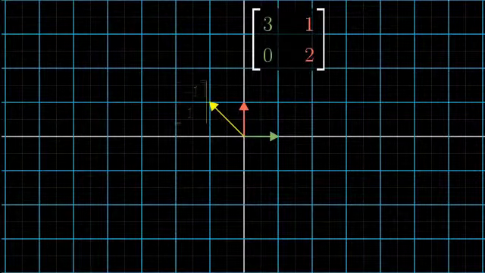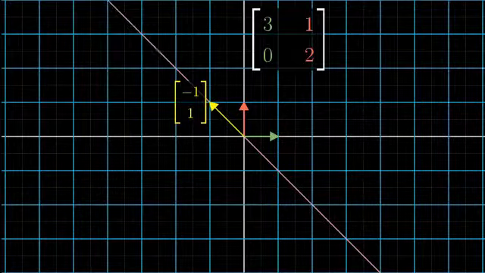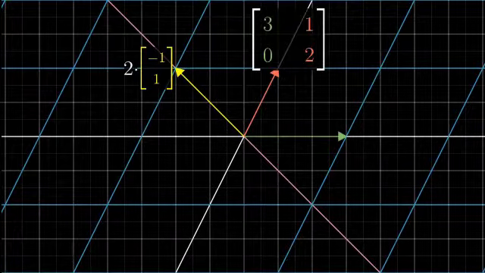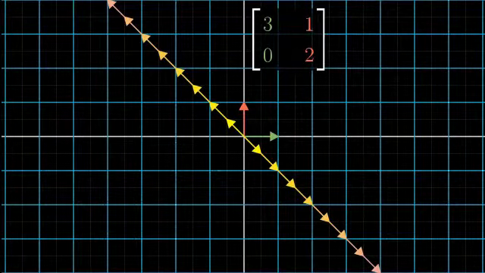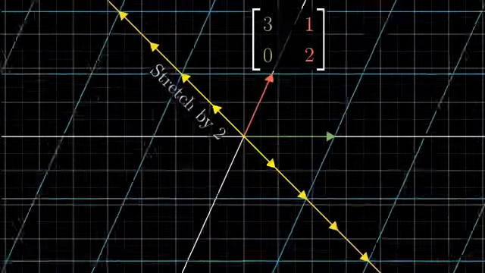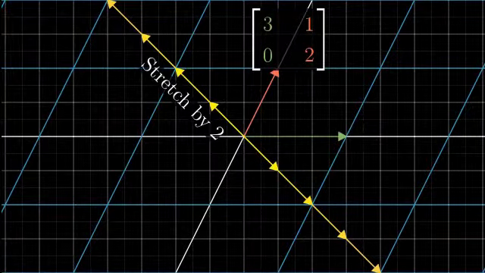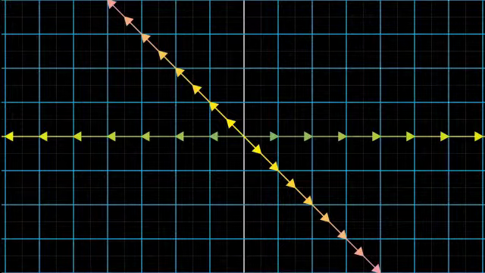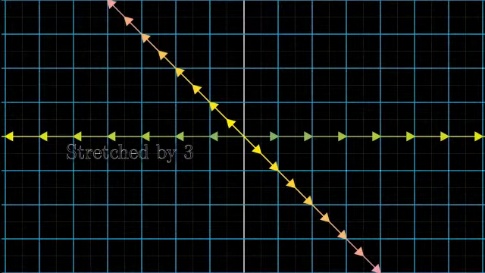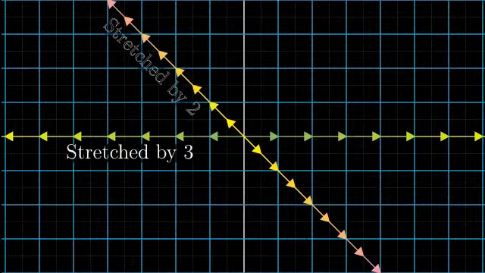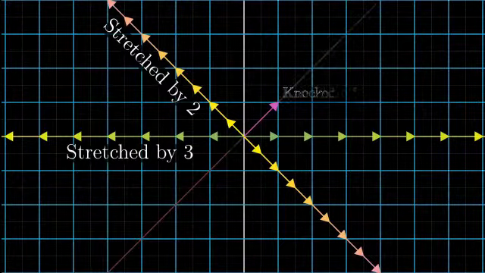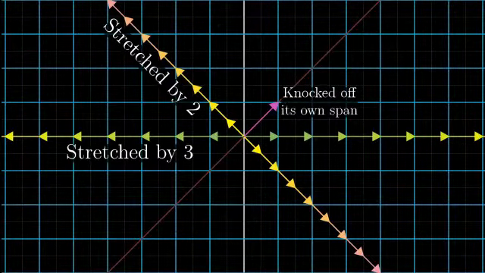A slightly sneakier vector that remains on its own span during this transformation is (-1, 1). It ends up getting stretched by a factor of 2. And again, linearity implies that any other vector on the diagonal line spanned by this vector is just going to get stretched out by a factor of 2. For this transformation, those are all the vectors with this special property of staying on their span. Those on the x-axis get stretched out by a factor of 3, and those on this diagonal line get stretched by a factor of 2. Any other vector is going to get rotated somewhat during the transformation, knocked off the line that it spans.